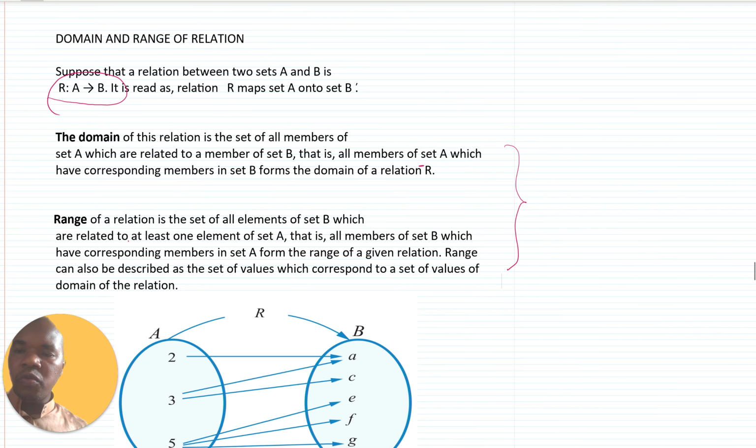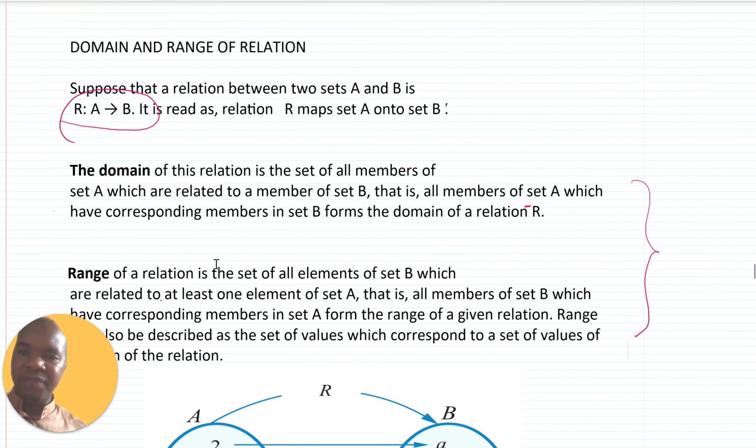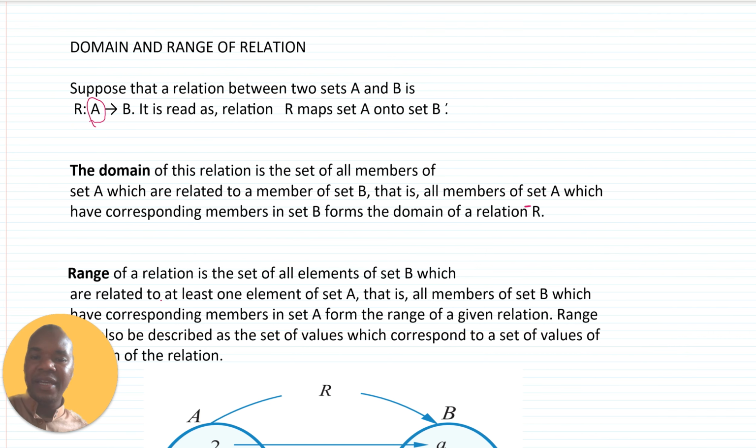So how do we now identify domain and range? The domain of this relation is the set of all members of set A which are related to a member of set B, or members of set A which have corresponding members in set B form the domain of the relation. So basically, all members of set A having corresponding members in set B form our domain of this relation.